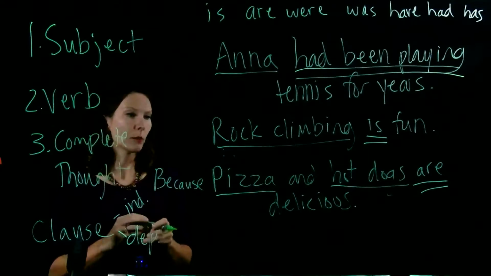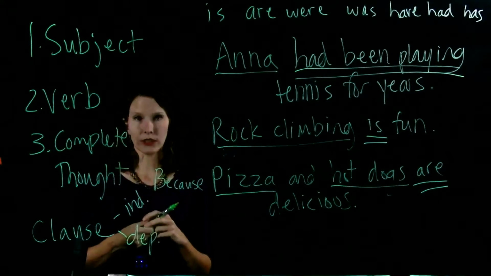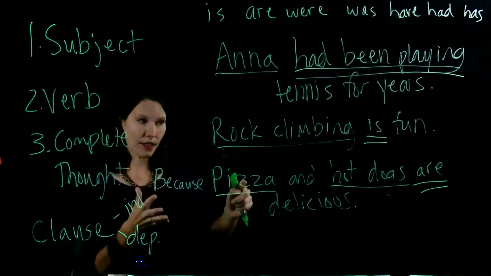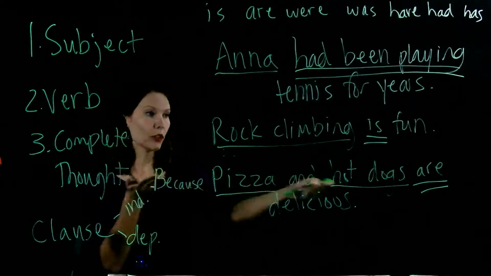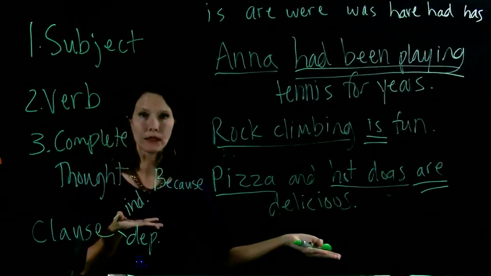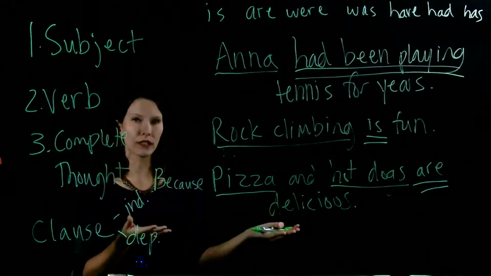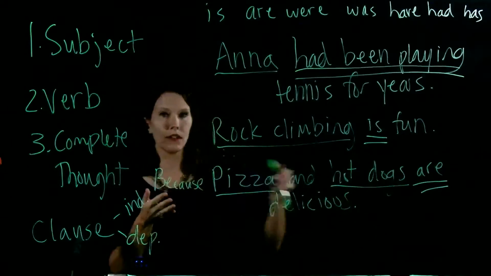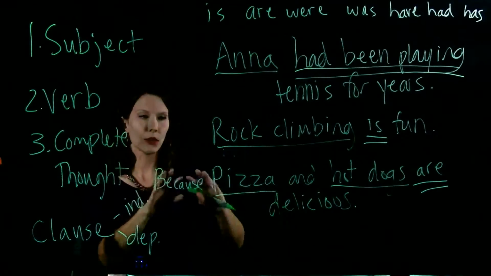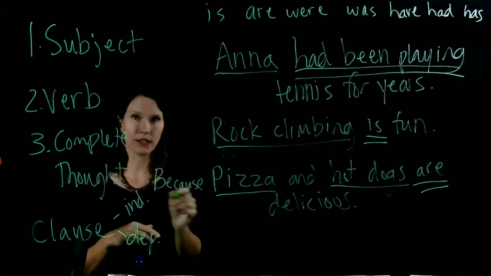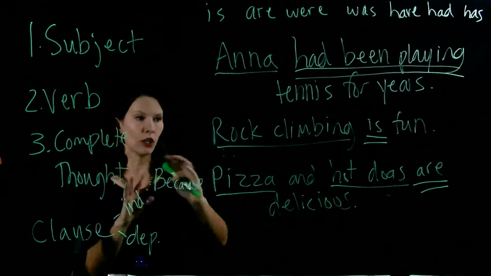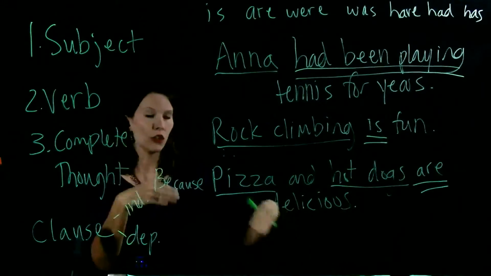Now I have because pizza and hot dogs are delicious. That has a subject, it has a verb, but you're left wondering, well, what happens because pizza and hot dogs are delicious? Do you eat them all the time? Do you overeat them? What is the result of this clause? So this is a dependent clause since it starts with that subordinating conjunction, which has made this no longer a complete thought.